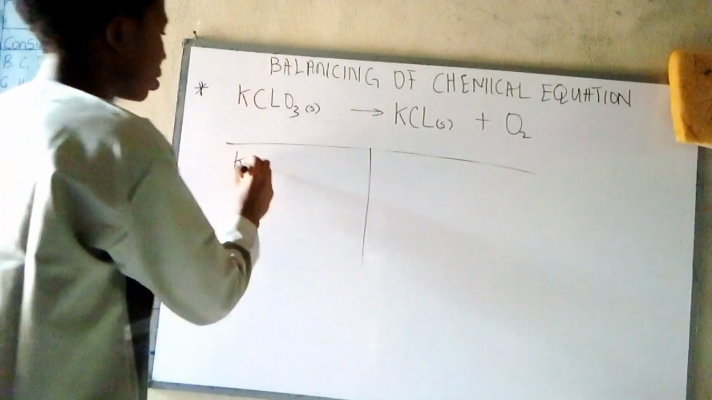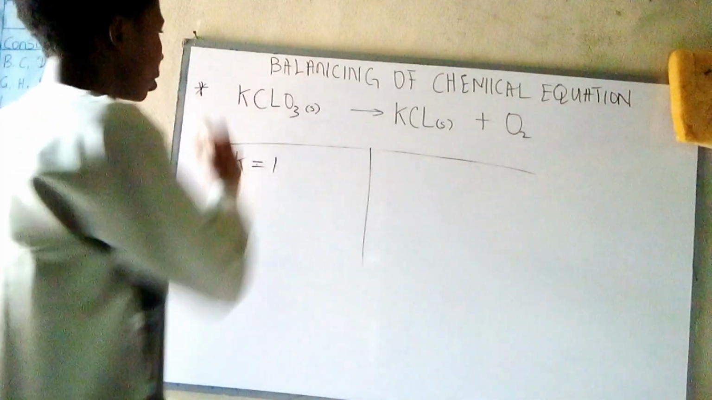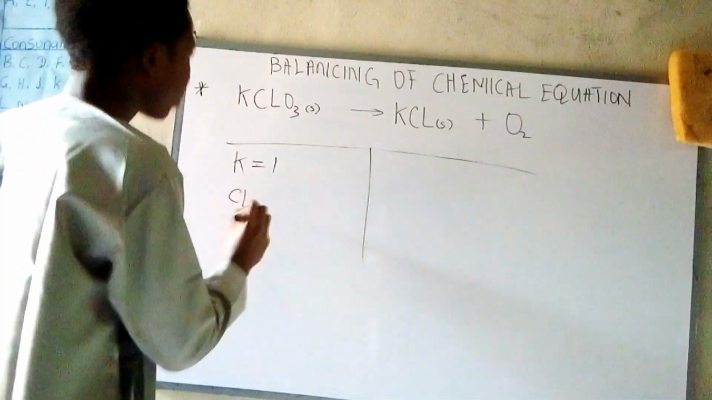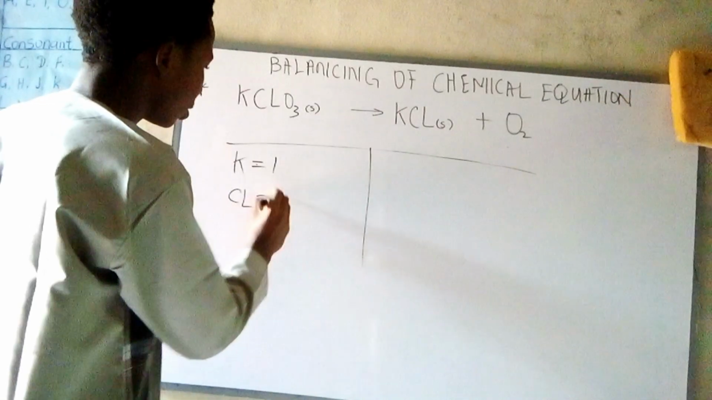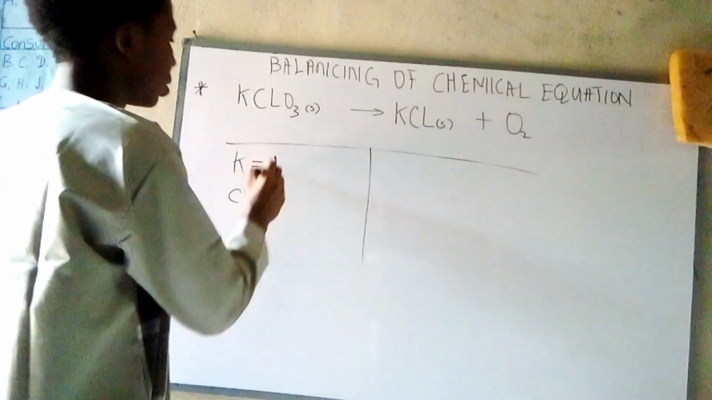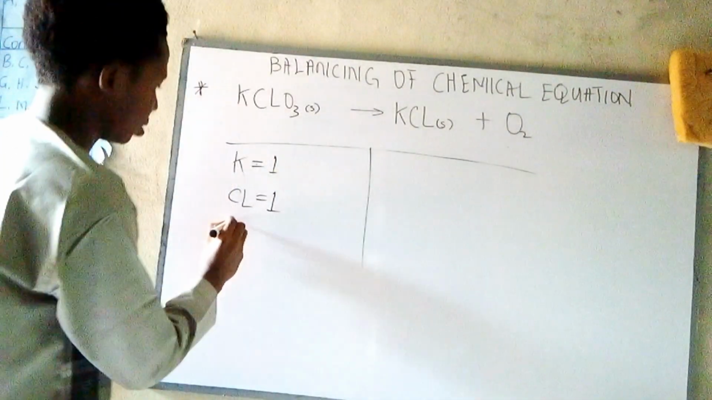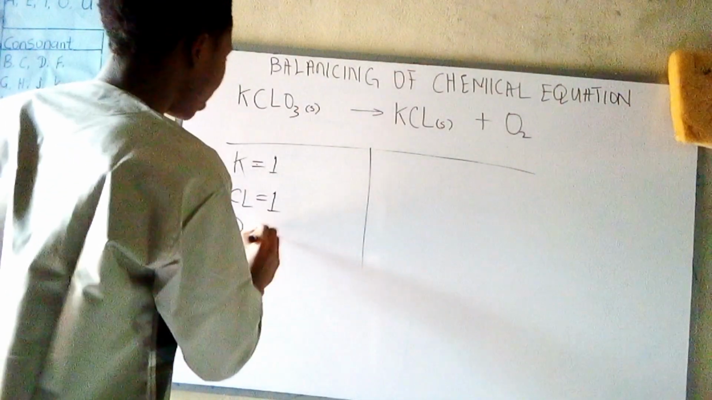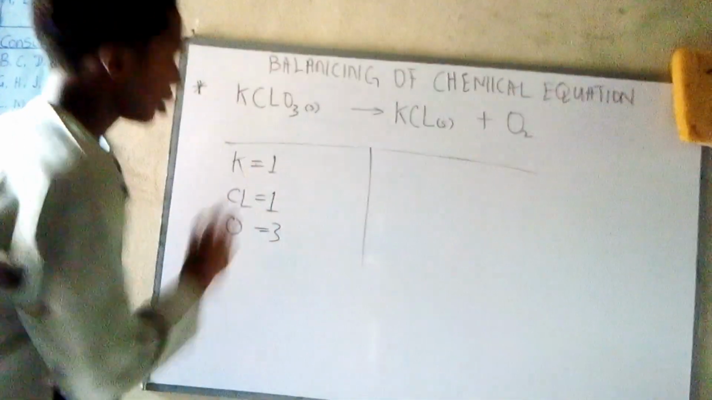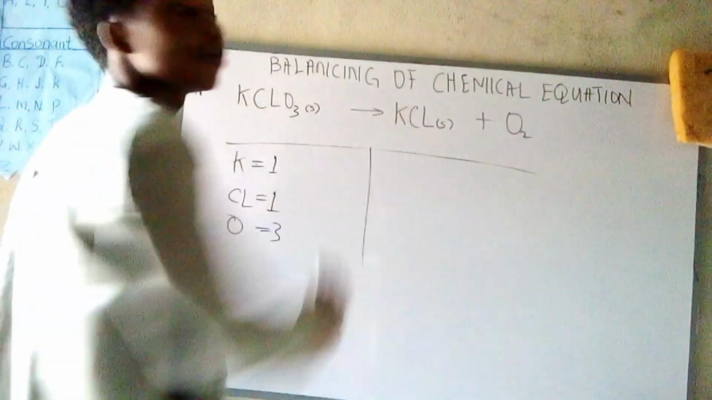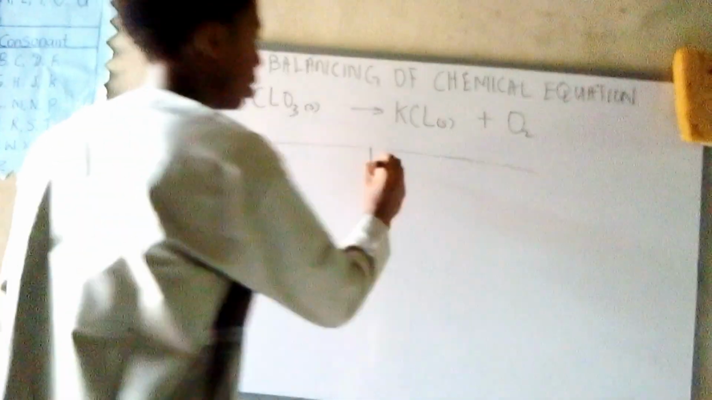Potassium is what? 1. Chlorine, how many chlorine do we have? 1 chlorine. Oxygen, how many oxygen do we have? 3 atoms of oxygen. Now let's move to the product side.